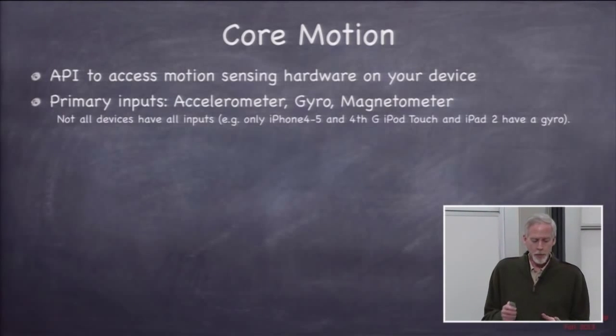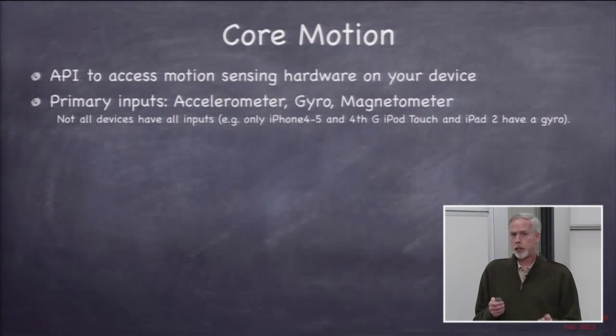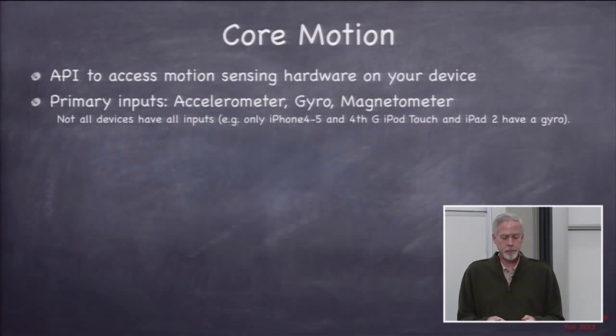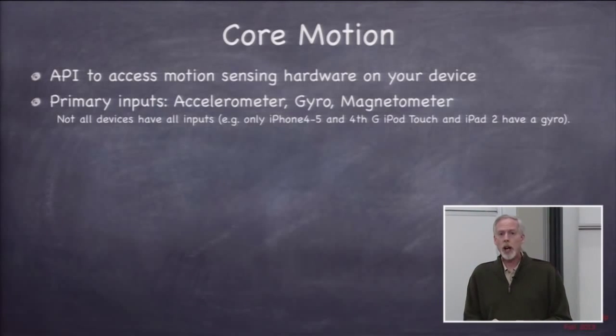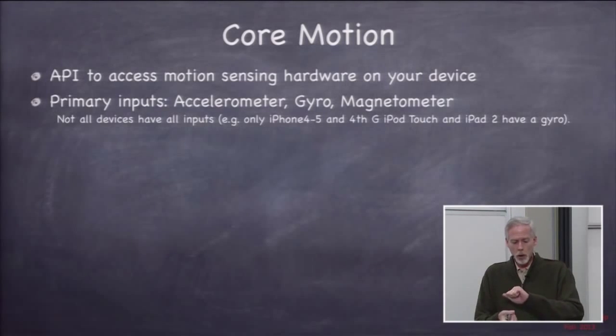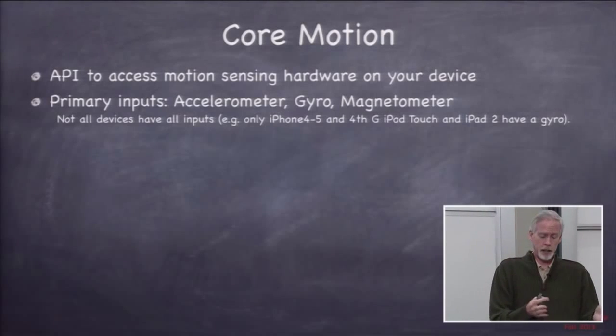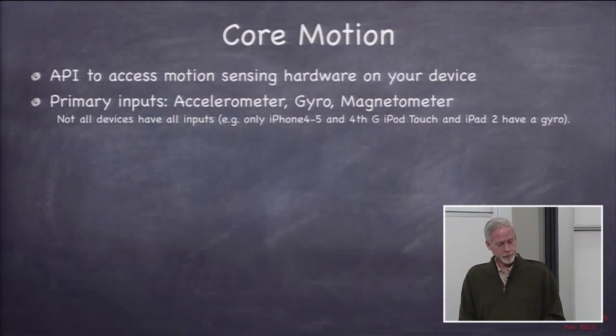But the primary inputs to the motion of your device are the accelerometer, which is just telling you the acceleration of your device in X, Y, and Z. A gyro, which is letting the device know when it's being rotated, which is an important thing for it to know. And magnetometer, which is telling it where is true north. Okay? So really it knows where magnetic north is, but if it knows your GPS location, then it knows where true north is as well.